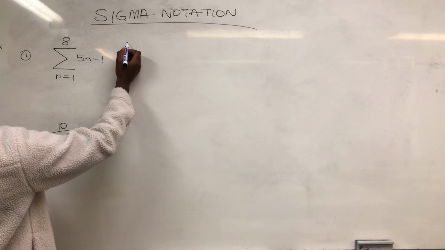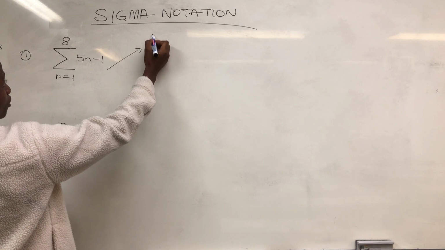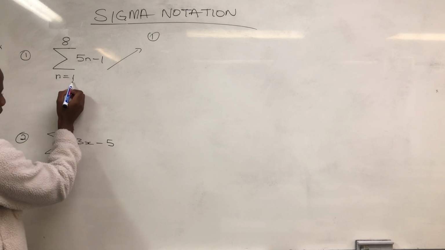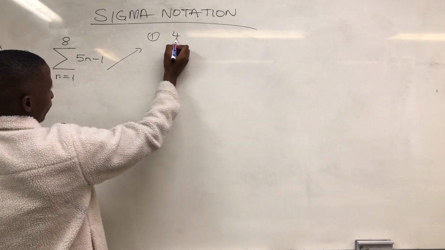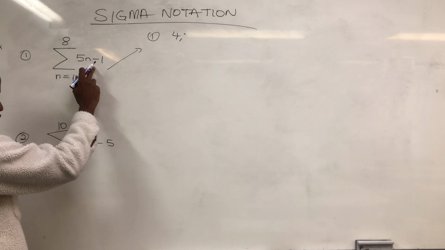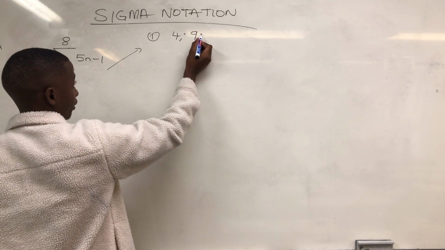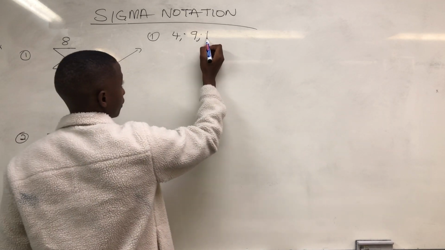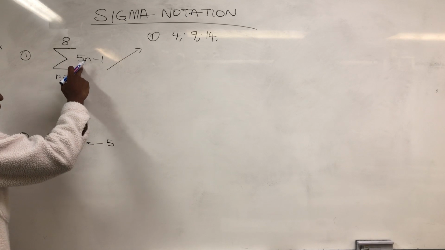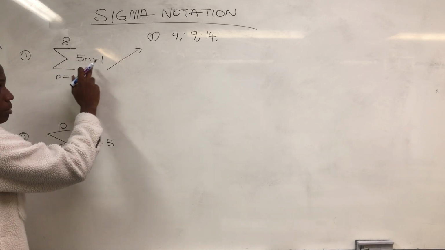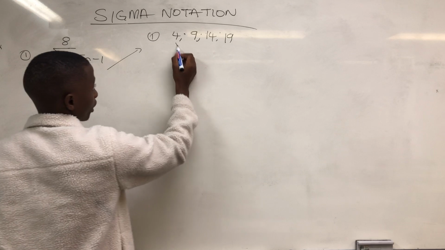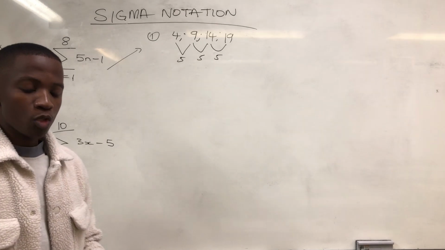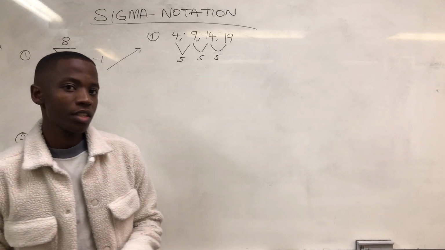The very first term, for number 1, is going to be 5 multiplied by 1 minus 1, so it's going to be 4. 5 multiplied by 2 minus 1 is going to be 9. 5 multiplied by 3 is 15, minus 1 is 14. 5 multiplied by 4, 20 minus 1, 19. So we can clearly see the difference is 5, is 5, is 5, and indeed we have an arithmetic sequence given there.